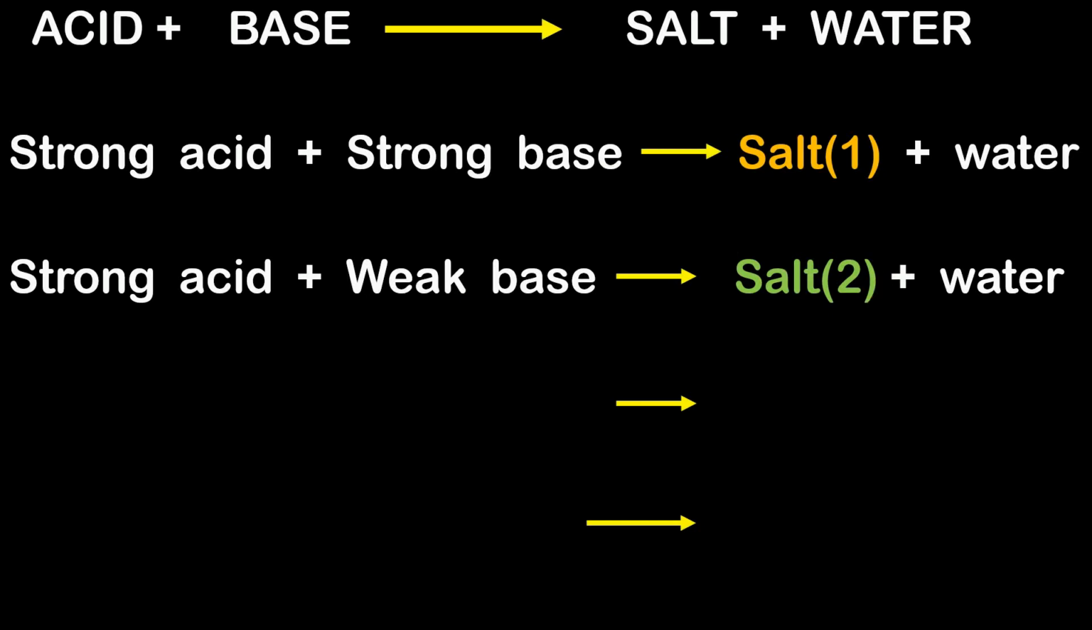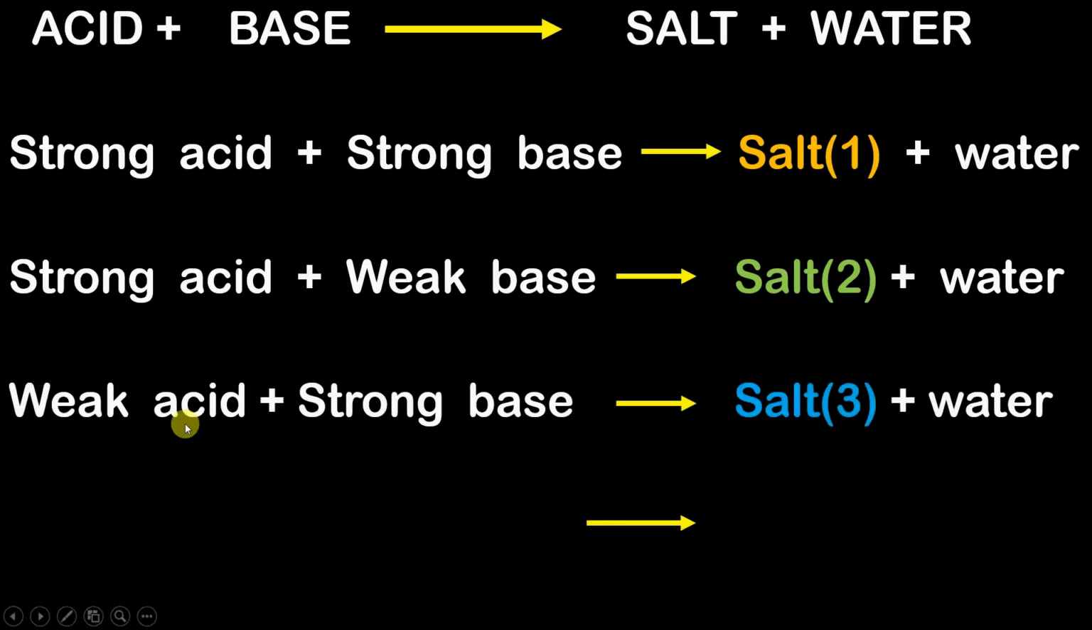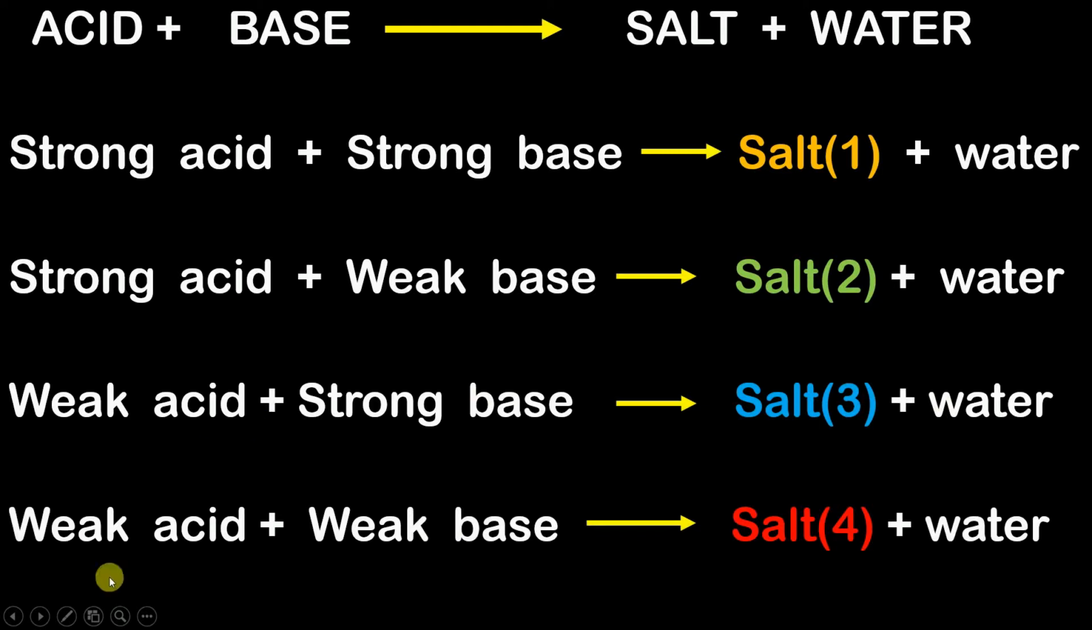Now there is one more combination possible, that is a weak acid reacting with a strong base. In this scenario, we will get, let's say, salt number 3. Whereas there is one more possible combination, that is a weak acid reacting with a weak base, giving us, let's say, salt number 4. So it is not just an acid reacting with a base to give us salt, but we also need to keep in mind the combinations: strong acid with strong base, strong acid with weak base, weak acid with strong base, and weak acid with weak base. So on the basis of these combinations, the properties of salts, whether they can get hydrolyzed, are going to vary.